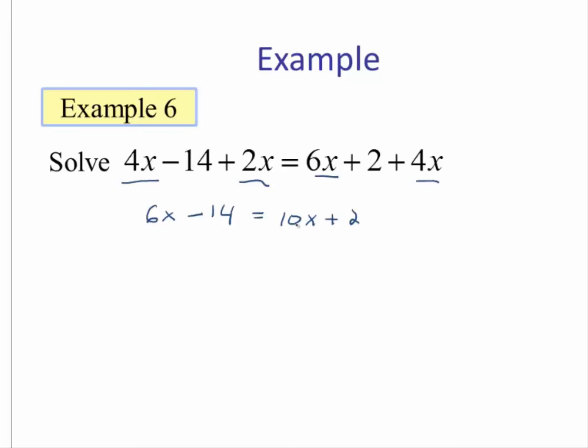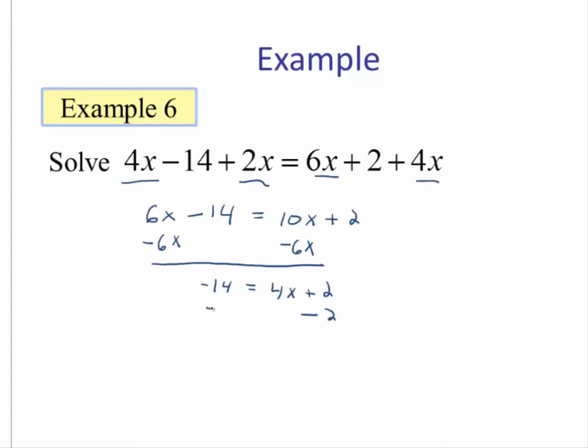Now we have variables on both sides. This time I'm going to subtract 6x, cancel this term out. But if I subtract 6x to the left-hand side, I have to do the right-hand side. We're left with negative 14 equals 4x plus 2.